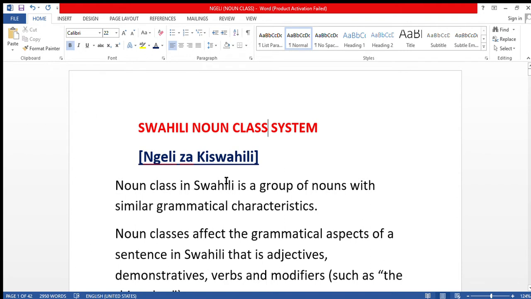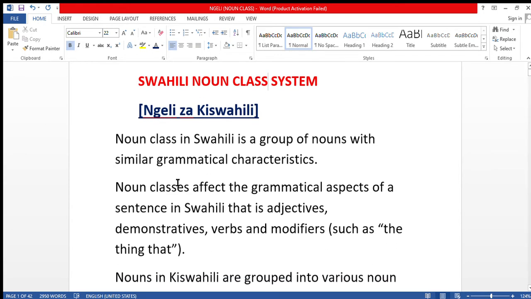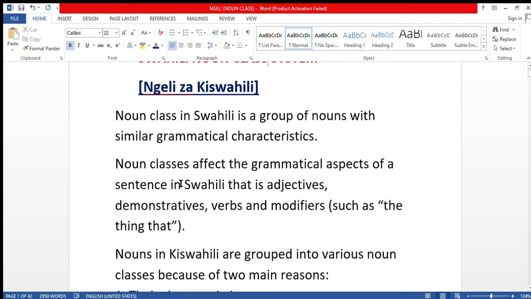so that you can learn Swahili nouns and their uses properly. So, a noun class in Swahili is a group of nouns with similar grammatical characteristics. Yani noun classes, we call this one Ngeli, noun class system. So it is called just Ngeli. If nouns fall in the same category, we categorize them in one class.